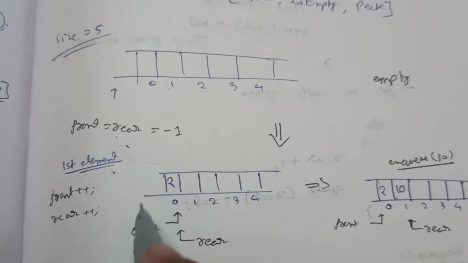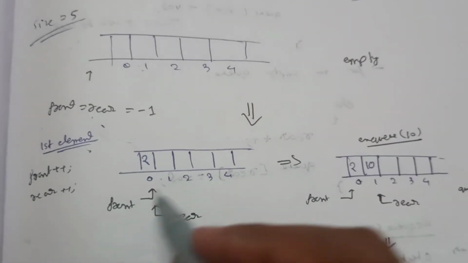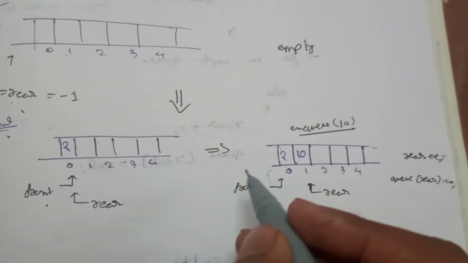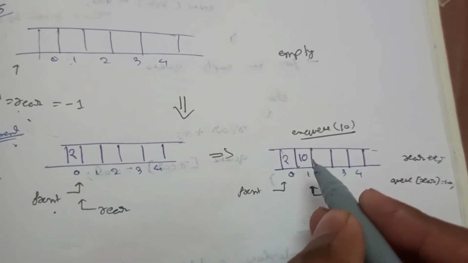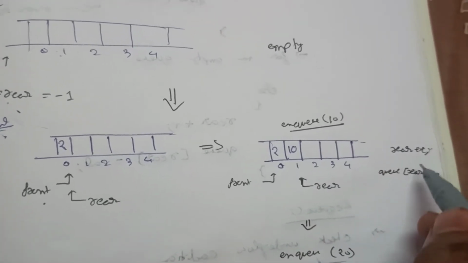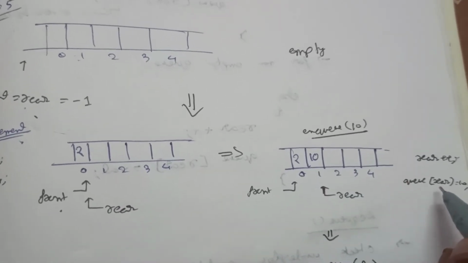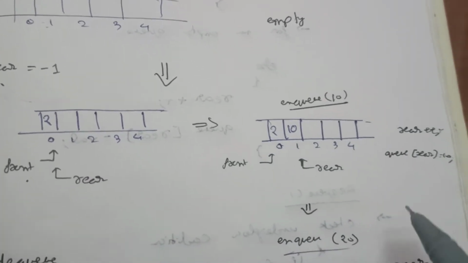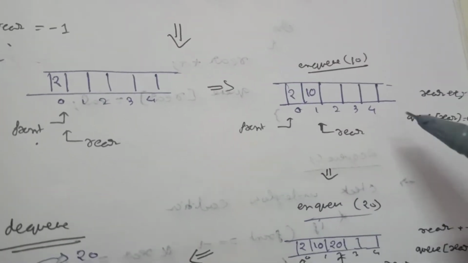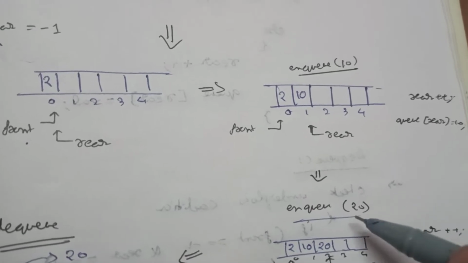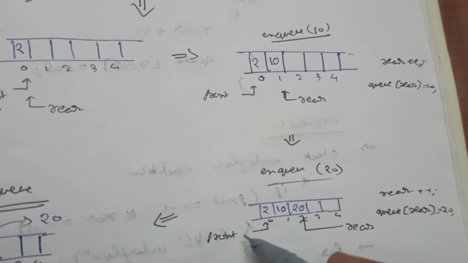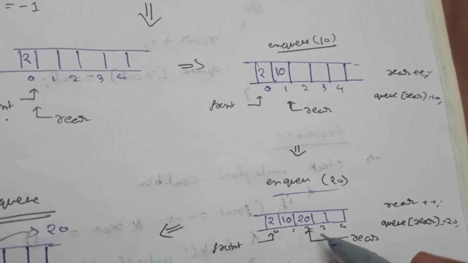After that, no matter whatever element we insert, the front will be fixed, but the rear is going to be incremented every time. So now after 2 we insert, or enqueue, 10, then the front remains at 0, but the rear is incremented and we insert the 10 at the rear position of the queue. So we write queue of rear equals 10. Now again if we want to insert a value, 20, then again the rear value will be incremented first, then the 20 will be inserted. So see, front remains at 0 but rear is at 2 now.